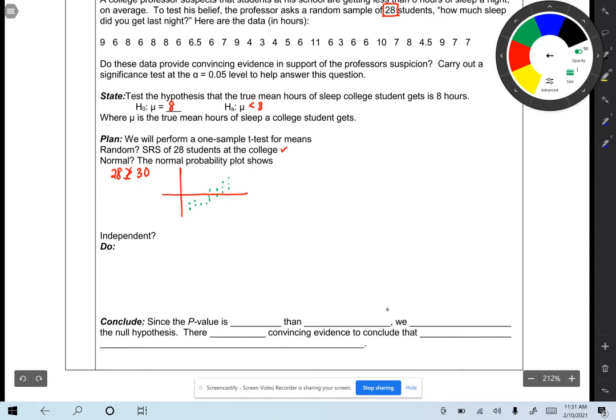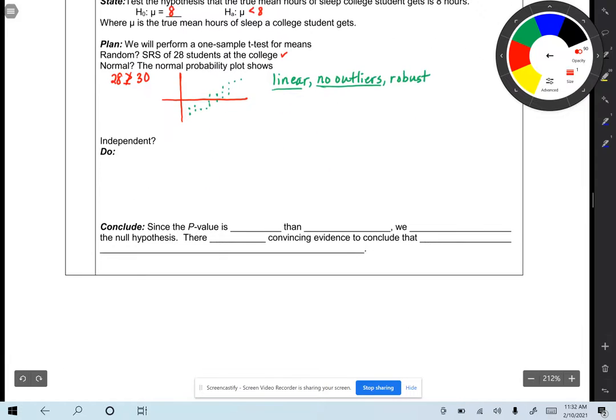No, I won't. Okay, but it looks like that. Again, if you're apprehensive and you don't think it's linear enough, do a modified box plot, which is what I did for this one also. And it is linear with no outliers. So again, it's robust. You don't have to write that, but do explain here. Okay. And then for the independent condition, it's reasonable to assume that there are 280 students here at the school.